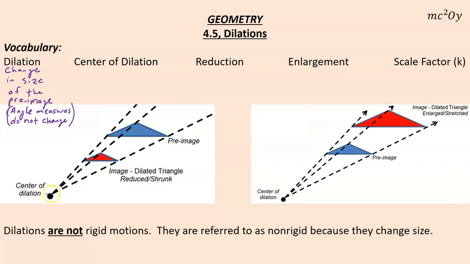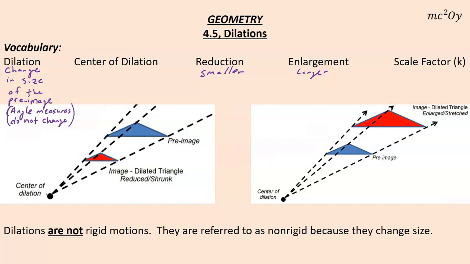A center of dilation. The center of dilation is the point at which you are projecting from. Okay, so center of dilation is the point at which we project from. If your shape gets smaller, it's a reduction. If it gets larger, it's an enlargement.